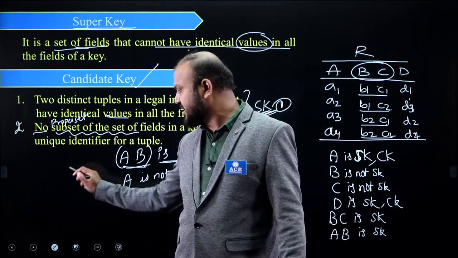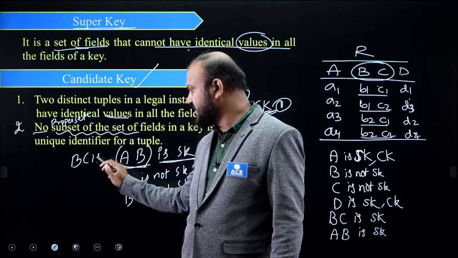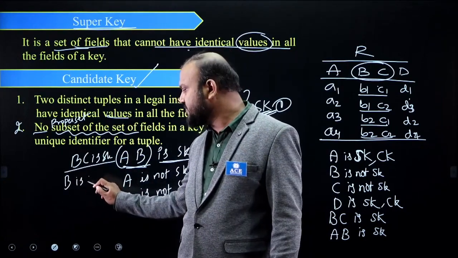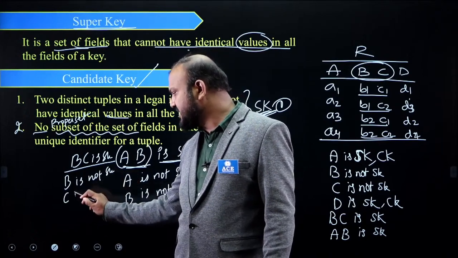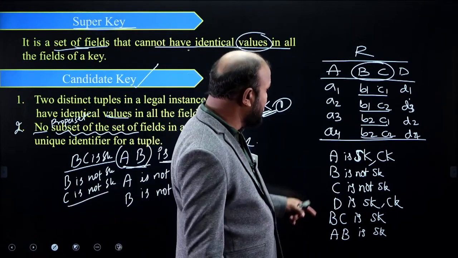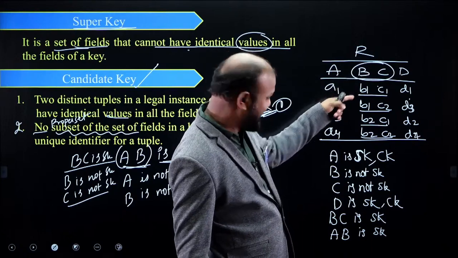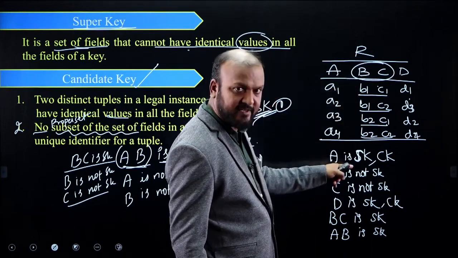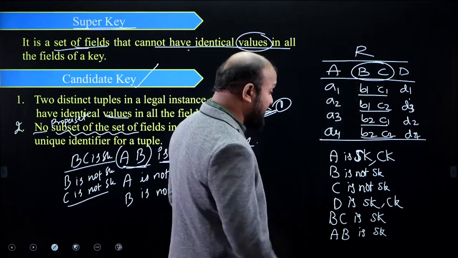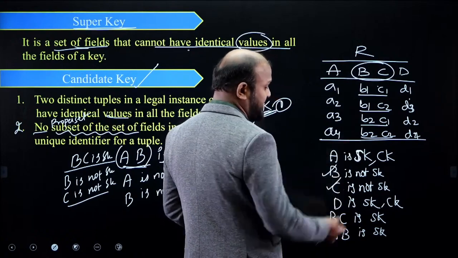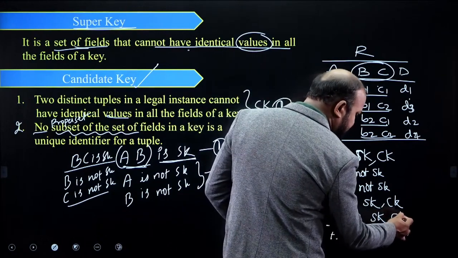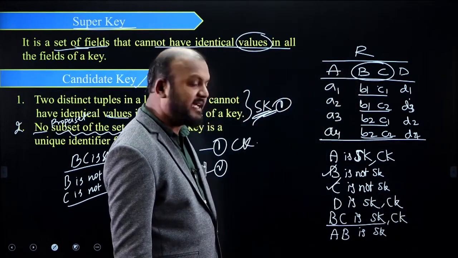Suppose BC is a super key. If it is to be a candidate key, what will be the condition? B is not a super key and C is not a super key, correct? Is B a super key? No, because we have a duplicate. Is C a super key? No, we have a duplicate. Because B is not a super key and C is not a super key, but BC together is a super key, it means that BC is a candidate key.